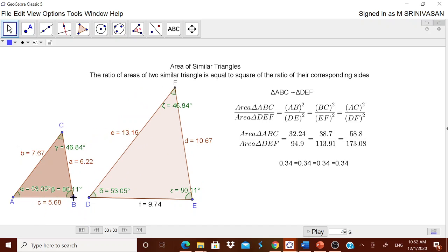Now it is a very interesting result on the ratio of areas of two similar triangles. Whenever two similar triangles are given to the children, they know that the corresponding sides are proportional. Then what will happen to the ratio of the areas? It will be the square of the ratio of the corresponding sides. Very quickly they can come and check it.